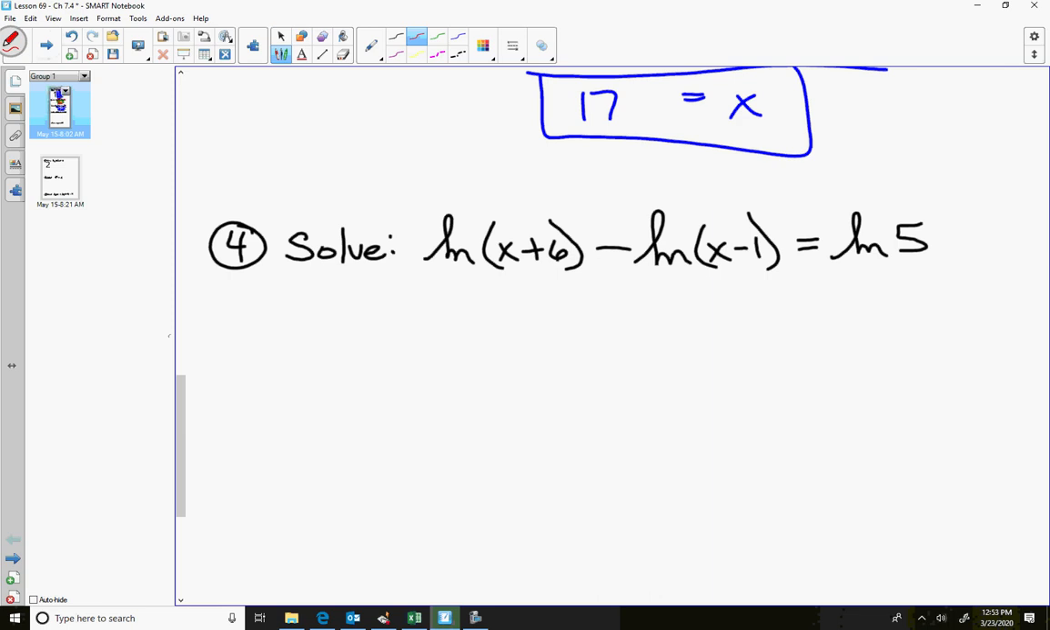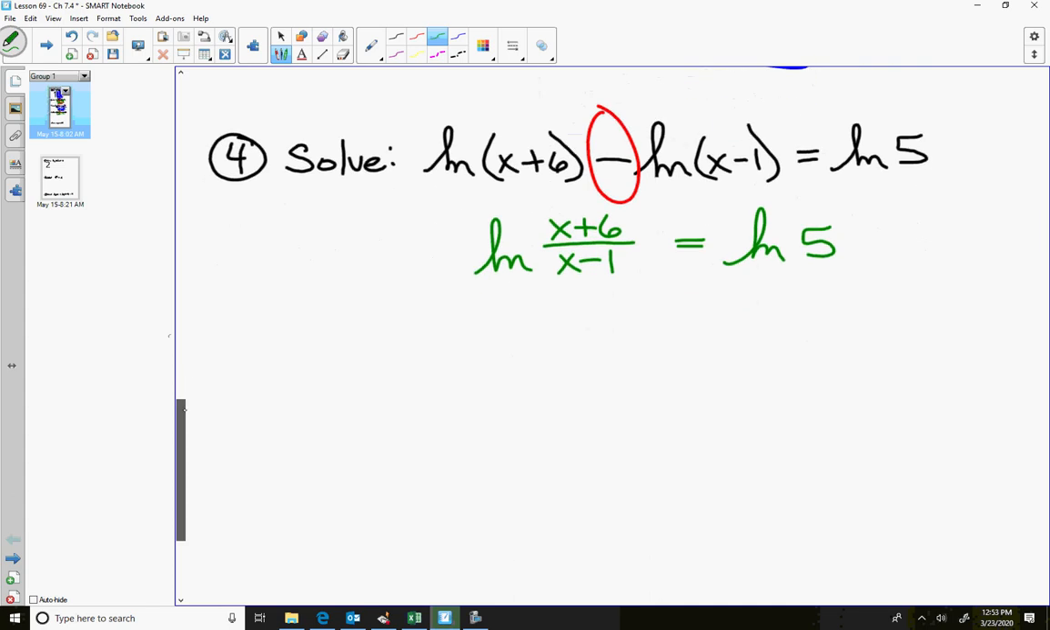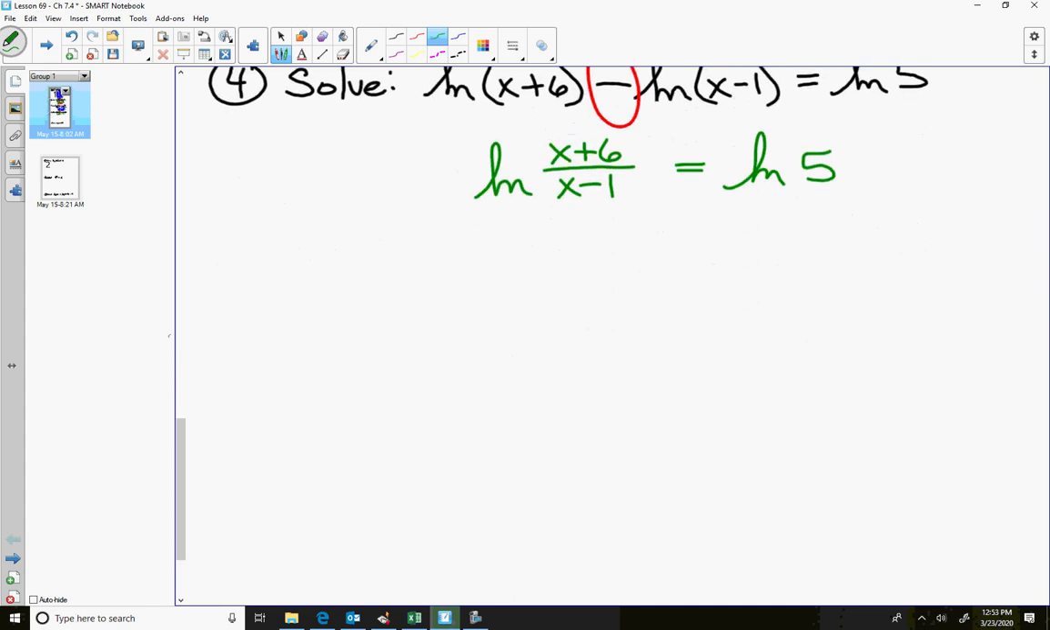Again, I've got 2 logs on the same side of the equal sign, this time separated by a minus. Okay, that tells us we can consolidate them as a single log, in this case natural log, dividing the arguments. So x plus 6 divided by x minus 1 equals the natural log of 5. One thing on the left, one thing on the right, they are both natural logs, which means log base e. So set the arguments equal to each other. So x plus 6 divided by x minus 1 must equal 5.